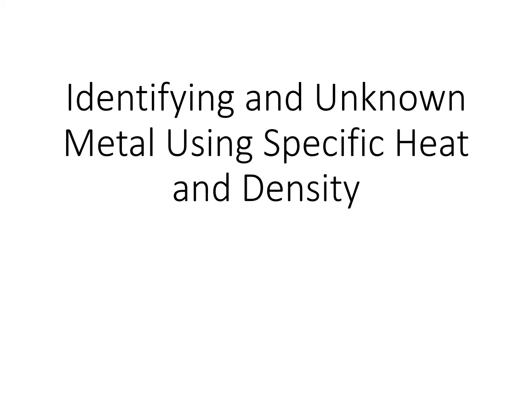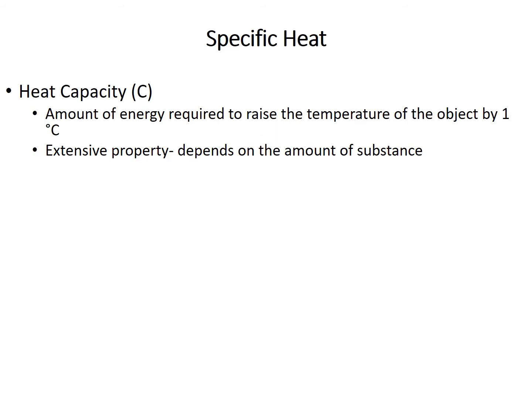So this week you're going to be identifying the unknown metal using specific heat and density. In talking about specific heat, there were a few different variables that were similar to specific heat. One of them was heat capacity, which we've defined as this capital C. It's the amount of energy required to raise the temperature of a particular object by 1 degree Celsius. It's an extensive property, so it does depend on the amount of substance that's there.